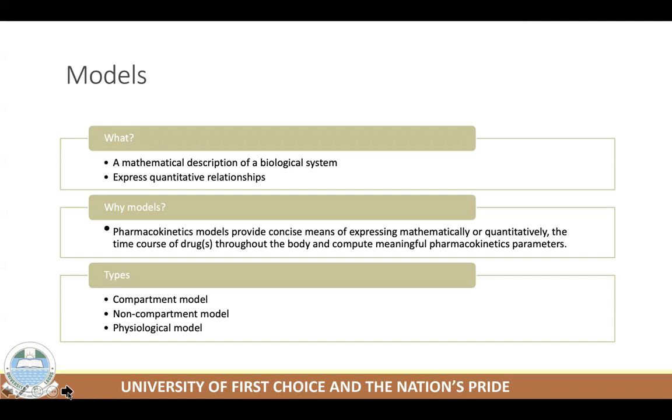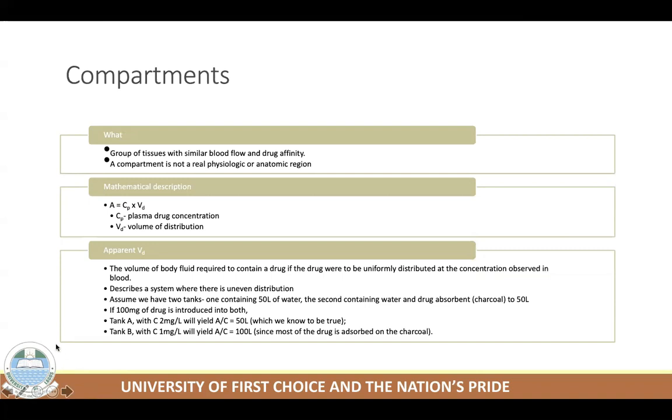Okay, there are about 3 ways you can do mathematical modeling for the body. There's a compartment model, there's a non-compartment model, and physiological. For this level, we'll be talking about compartmental models, and we'll try to explain why this is useful.